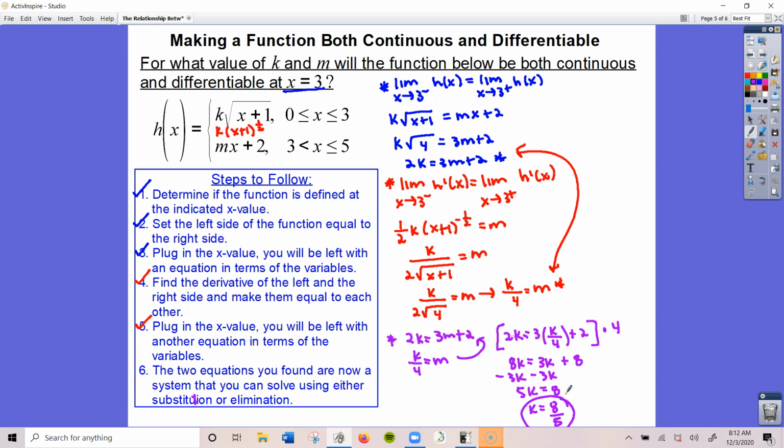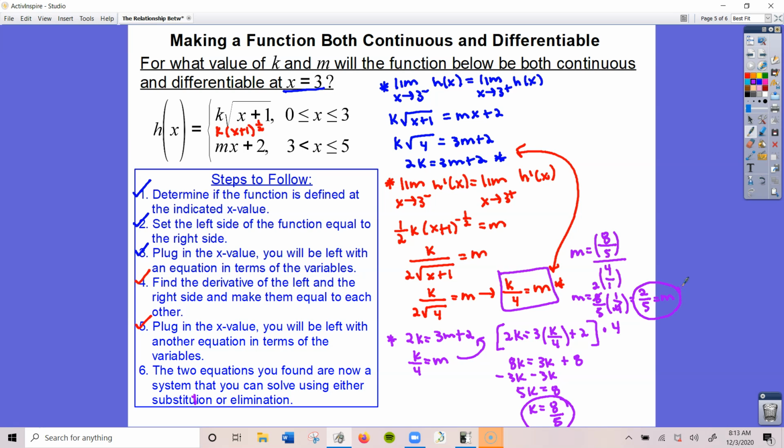Once you have one variable, to solve for m, all you have to do is plug in k. So that's what I'm going to do now. I'm going to plug it in right here, since I have an equation already for m. So m is going to equal k, which is 8 over 5, over 4. Remember, this is a fraction and we're dividing it by 4 over 1, so copy, change, flip. So m would equal 8 over 5 times 1 over 4. The 8 and the 4 can be simplified to 2. So my m value is 2 over 5.